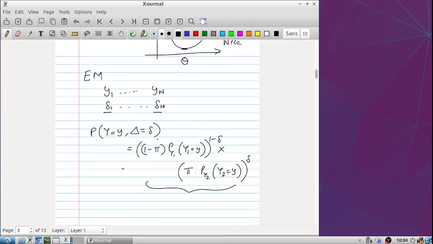It's basically saying if delta is equal to 0, then the second term is to the power 0. Something to the power 0 is always 1, that's a convention used in math. And so the second term is gone. It's saying that if delta is equal to 0, then the probability that y is equal to little y is just 1 minus pi times the density of y1 taking a value little y. And the other case is symmetric.